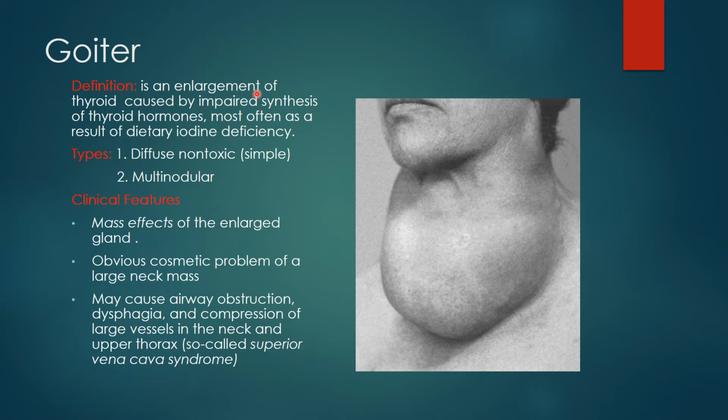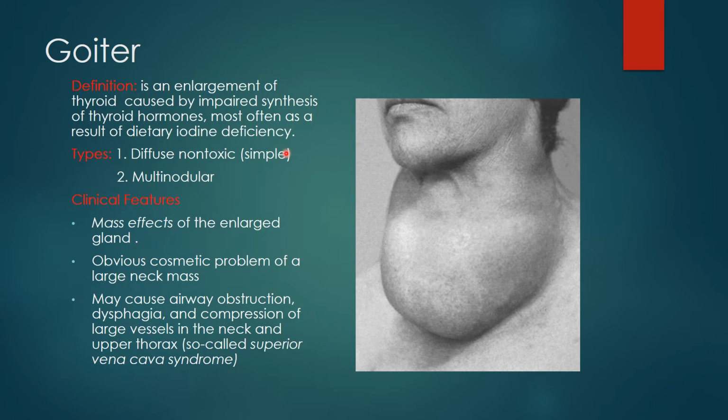How and why does this occur? Basically, when there is an impairment in the synthesis of thyroid hormone, this leads to a compensatory rise in TSH level, which in turn causes hypertrophy and hyperplasia of the thyroid follicular cells. Hyperplasia is the increase in number, and hypertrophy is the increase in size of the thyroid gland. So ultimately it causes enlargement of the thyroid gland.